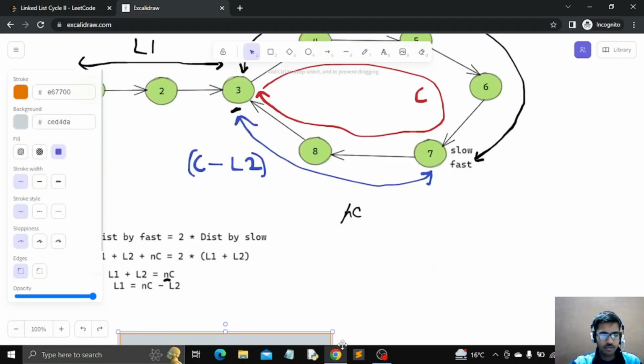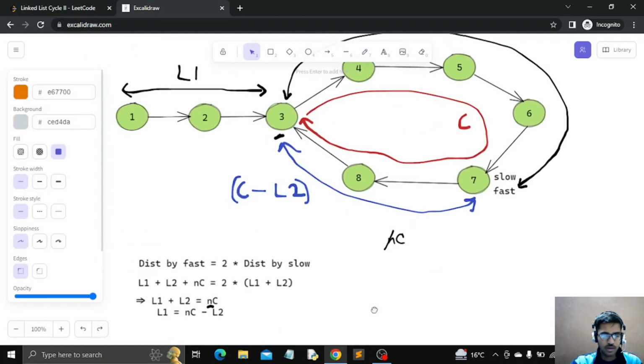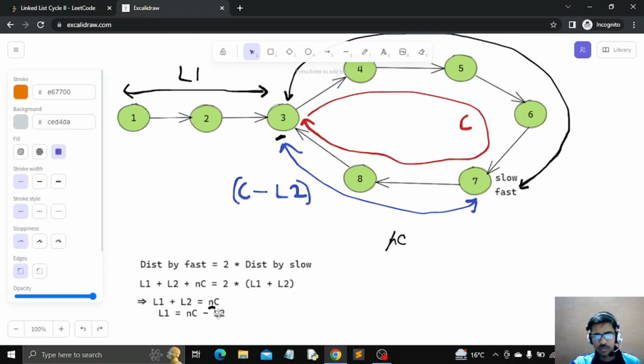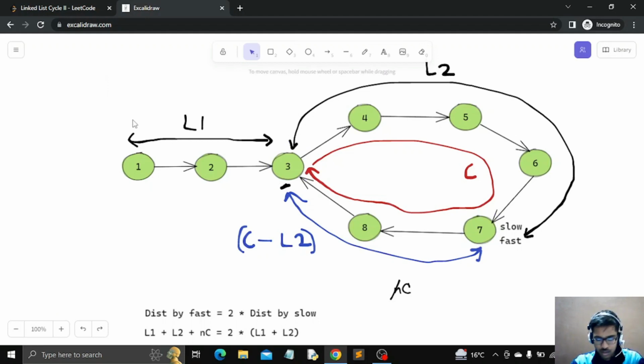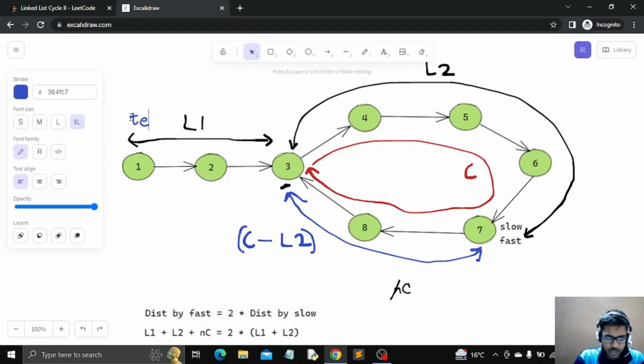So at the end what we have here is L1 equals C minus L2, which means that this L1 distance is the same as the distance between the starting node and this coinciding node. So in order to reach the starting node, what we can do is take a pointer temp at the head of this linked list.